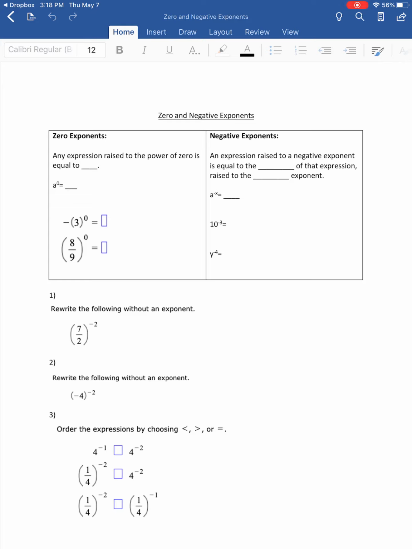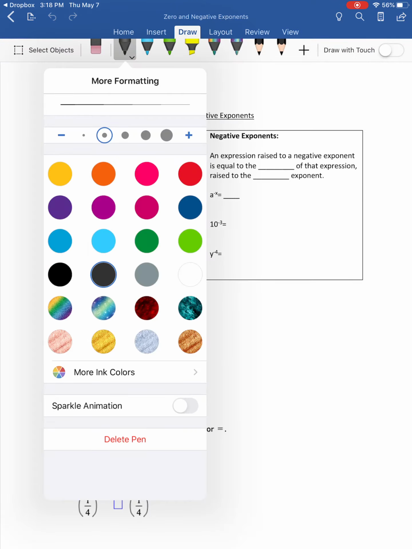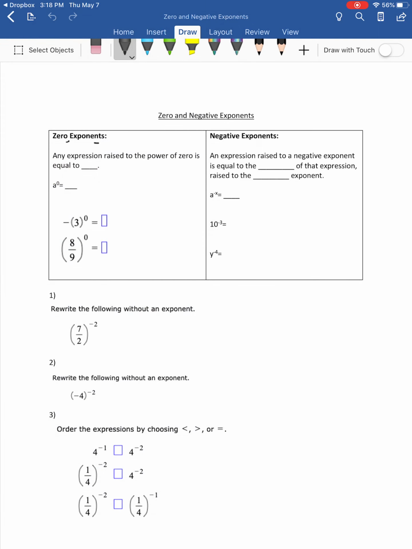So in this lesson, we're going to talk about zero and negative exponents. Okay, so first, zero exponents. For zero exponents, any expression raised to the power of zero is equal to 1. Or in other words, a to the 0, where a is any number, is equal to 1. Simple enough, just a definition of the zero exponent.